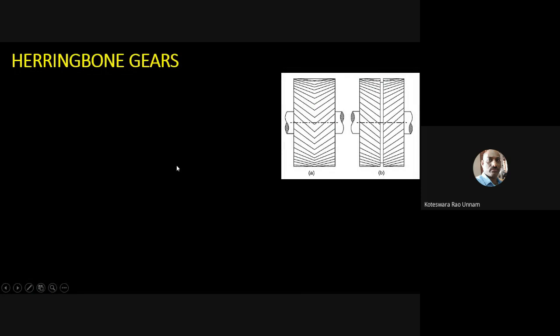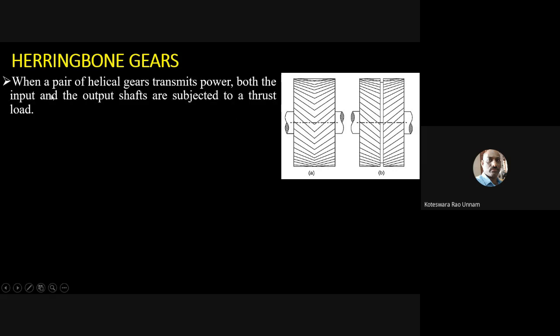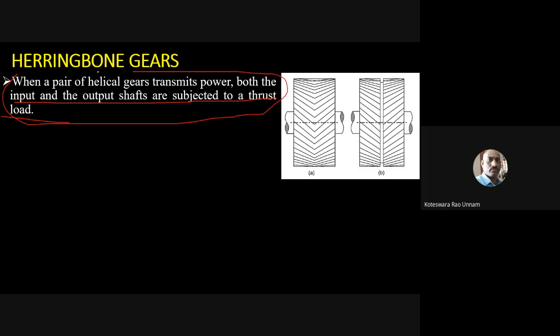Okay, right. So the purpose of these double helical gears or herringbone gears is to eliminate the axial thrust on the bearings. Apart from that, the design procedure, everything is similar to the helical gears. When a pair of helical gears transmit power, both input and output shafts are subjected to a thrust load. This is the drawback of helical gears. Even though they are capable of transmitting more power, they will transmit the thrust loads.